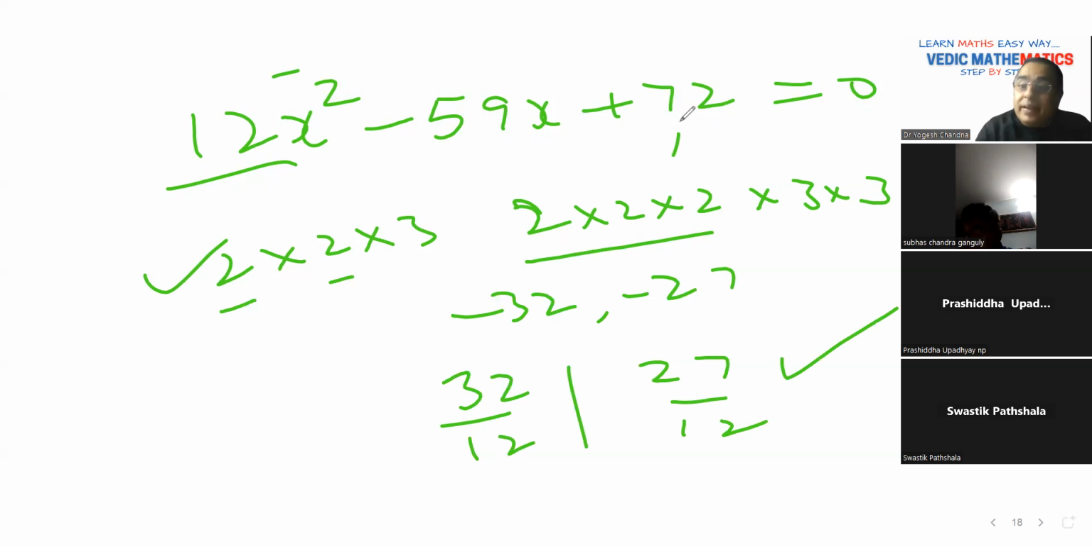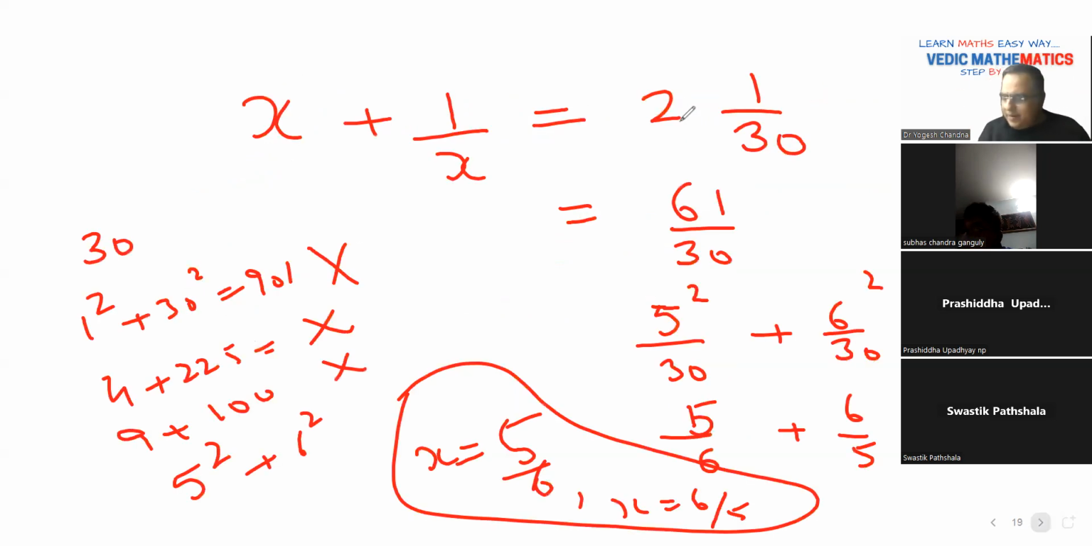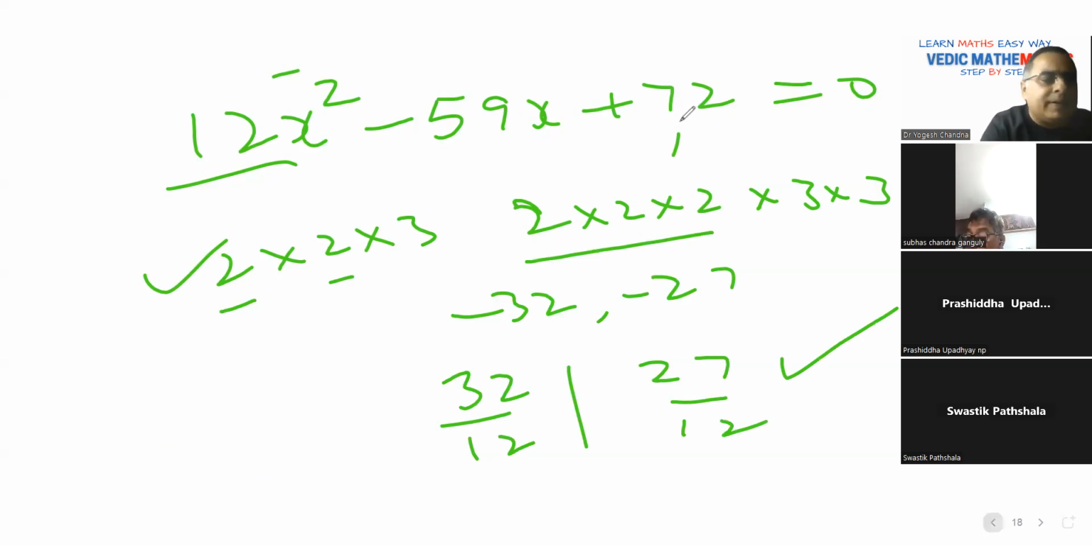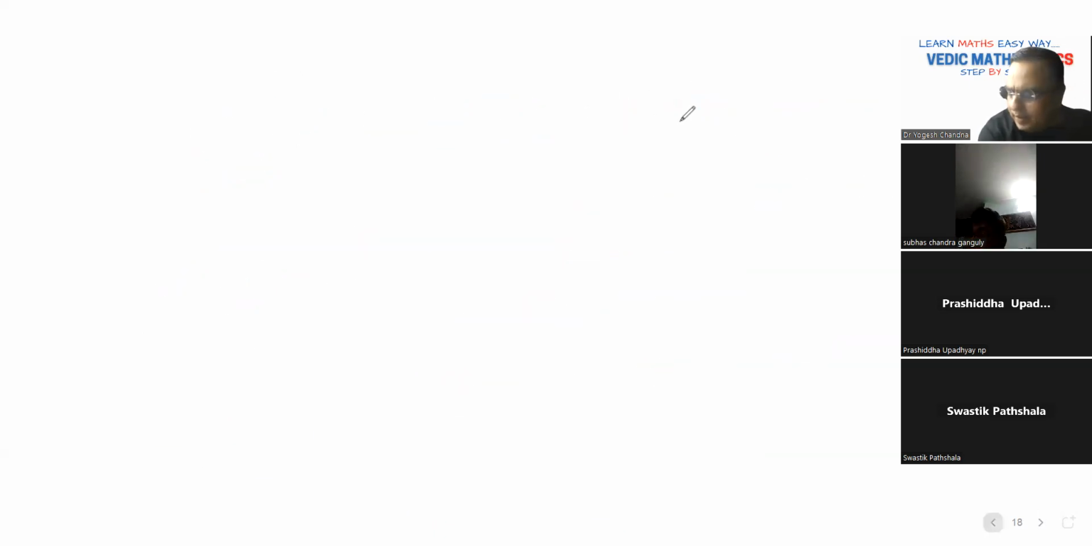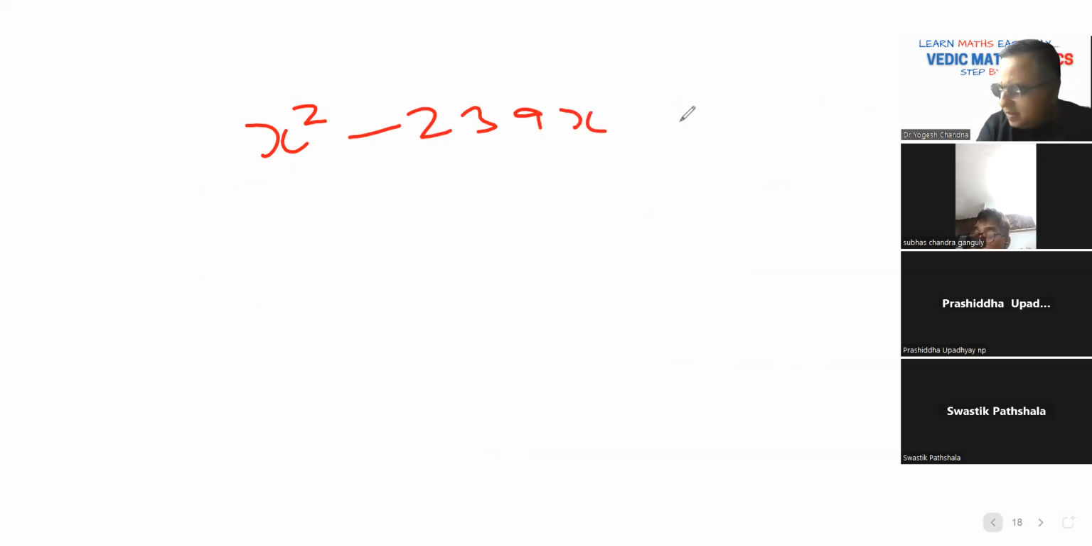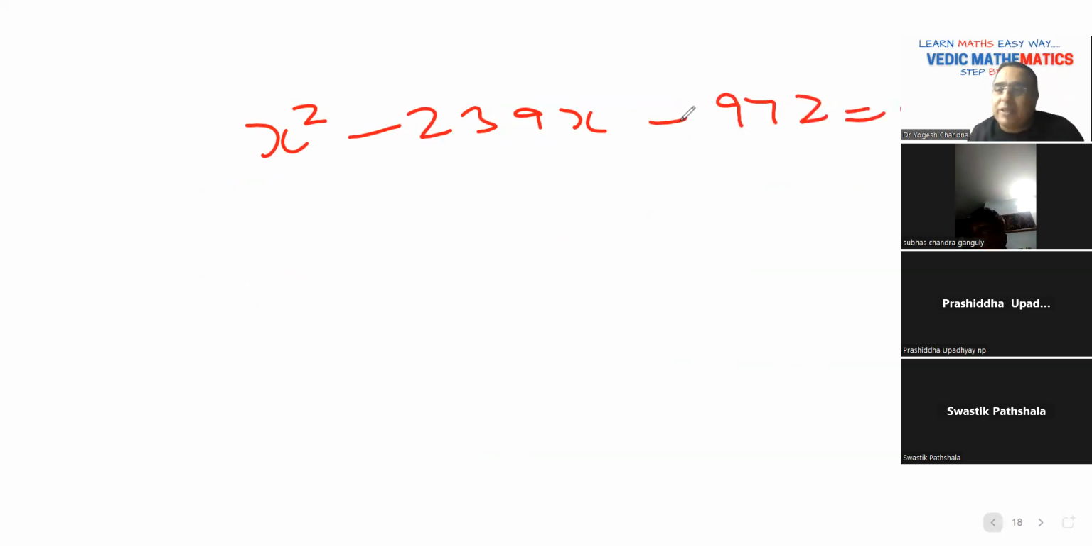Got it? One more. Okay. x square minus 239x minus 972 is equal to 0. Yes. Can we think here? Just think.